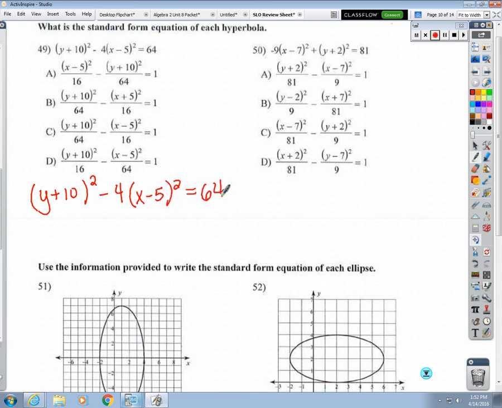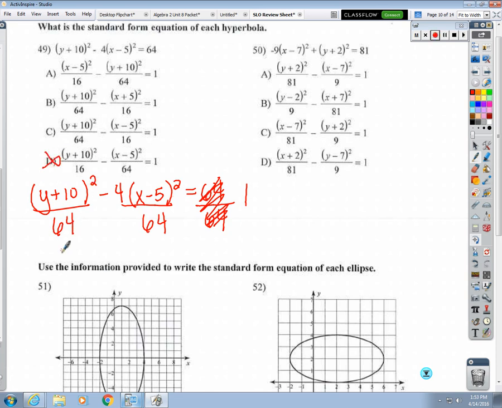Okay, do you notice how the original equation equals 64, but then all of a sudden the answers equal 1? How can you turn a 64 into a 1? Divide it by 64, and then that'll become a 1, correct? However, you can't just divide one side by 64. You have to do both sides, and I'm going to do it under both binomials. Okay, so that lets me know right away that y plus 10 squared should be over a 64.